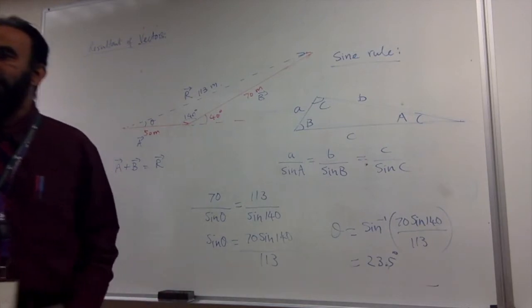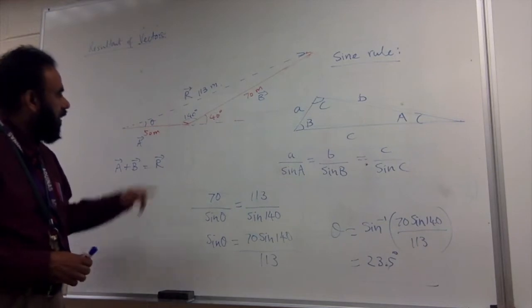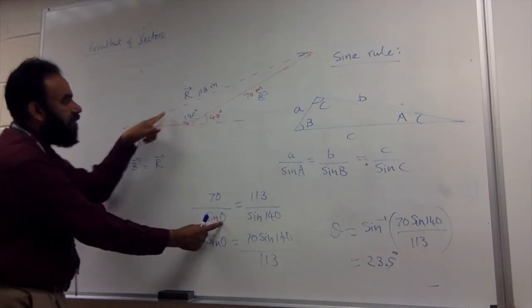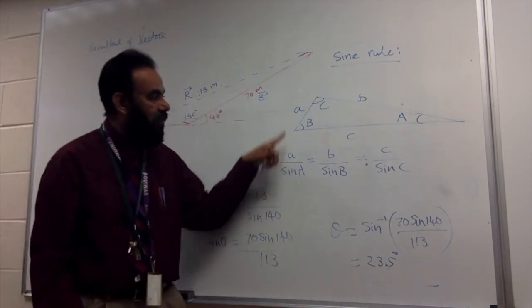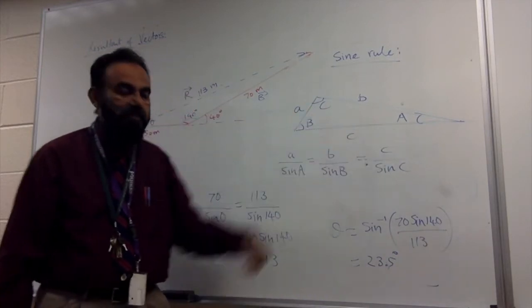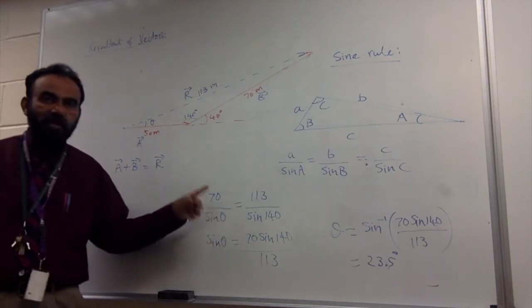Why is it 70 over sine theta and not 50? Because I know I want this angle, so I need this. And what is the opposite side of that? It is 70. So that's why I said this is one side, and this is the angle that is right opposite to it. So you have to be a little careful about not picking up the wrong numbers.